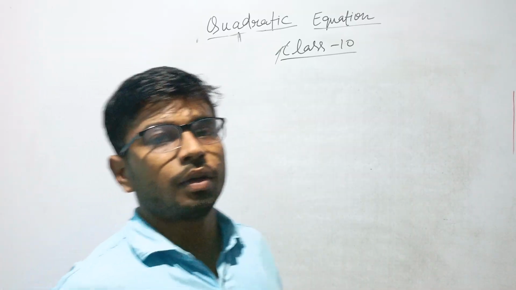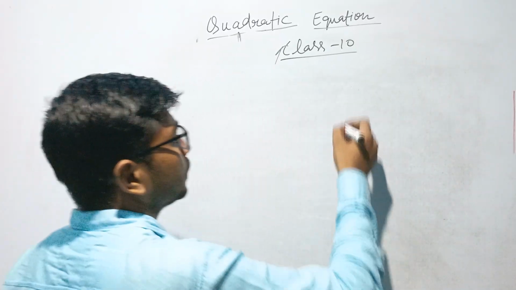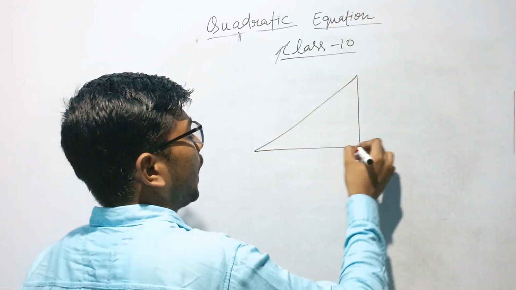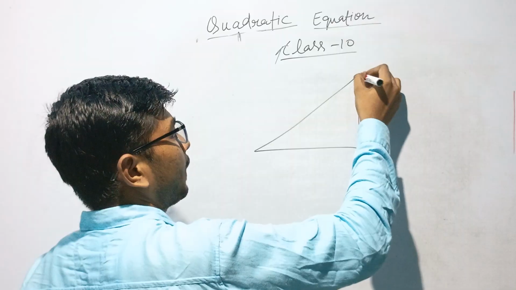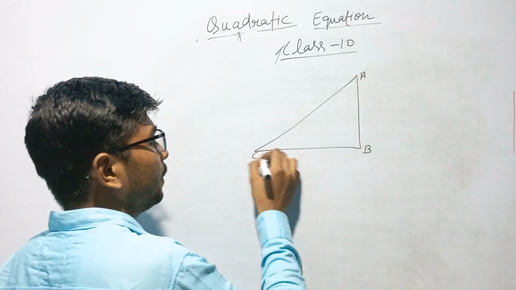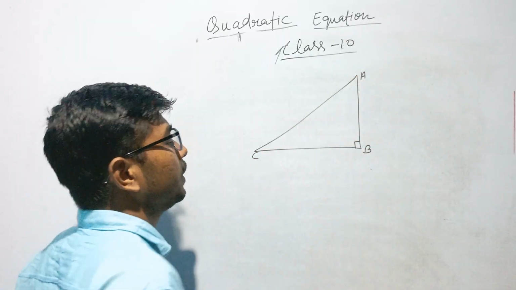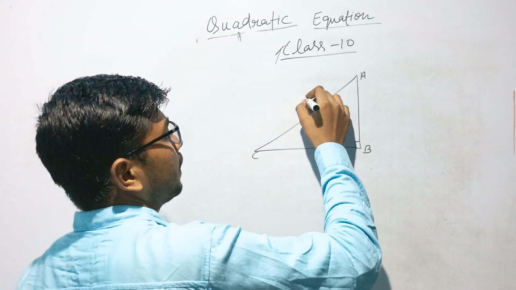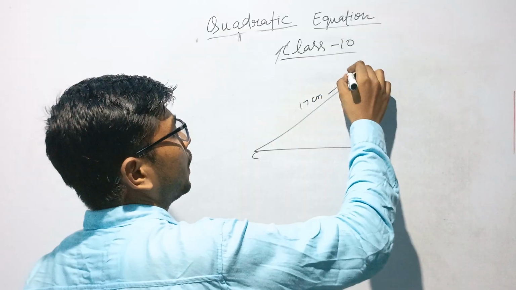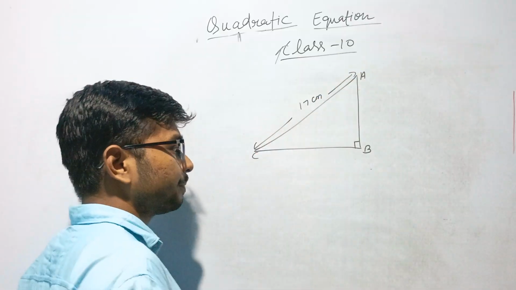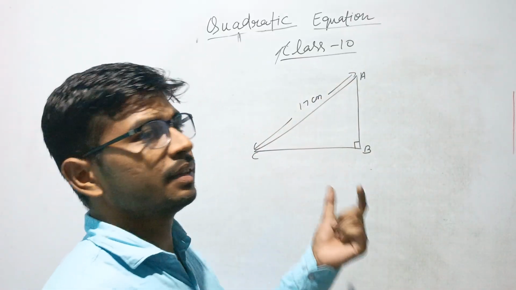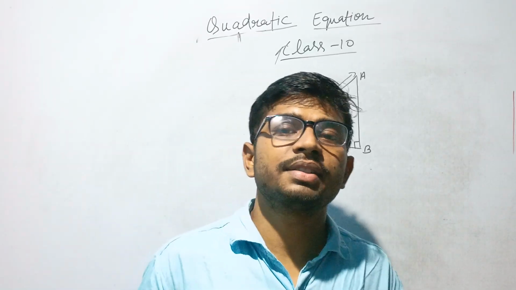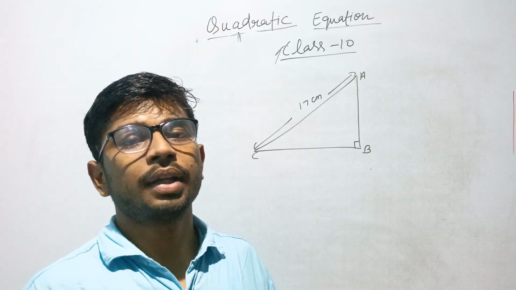Okay, let's solve one more question. So there is given the altitude of a right angle triangle. Right angle triangle means one angle should be 90. So in a right angle triangle, altitude is 17 centimeter. Okay, and base is 7 centimeter more than the height. Base is 7 centimeter more than the height.